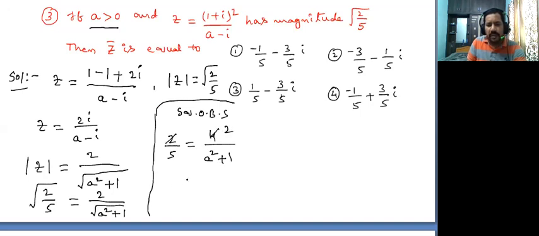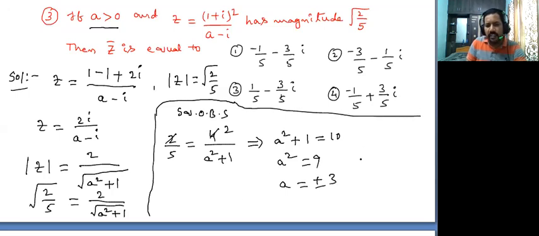Now take the cross multiplication. So what do you get? That is a square plus 1 is equal to 10. a square is equal to 9. Then the a value is plus or minus 3. But here it is already given a is greater than 0. a is greater than 0 given. So we can take the a value as 3 finally.